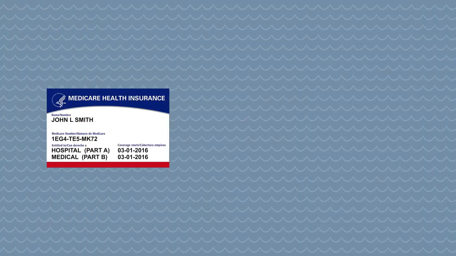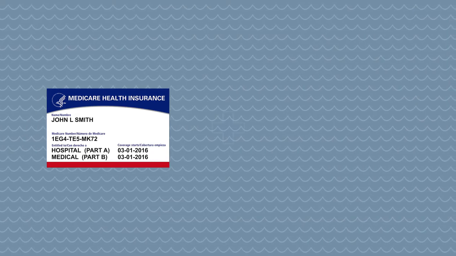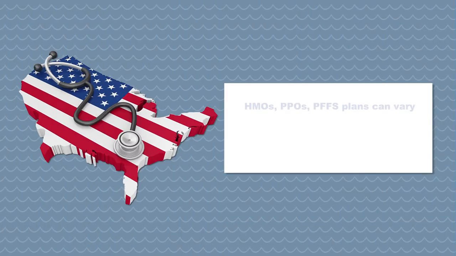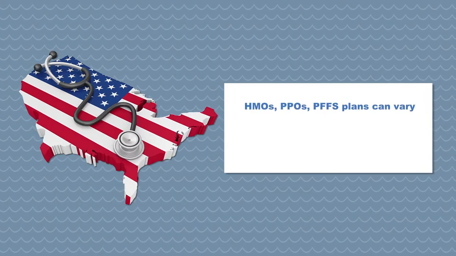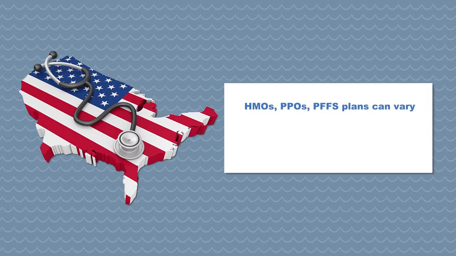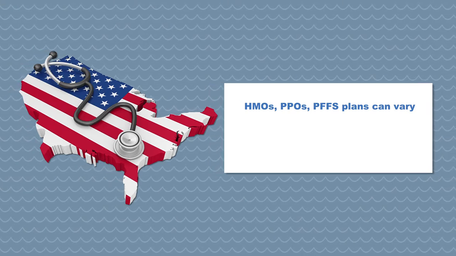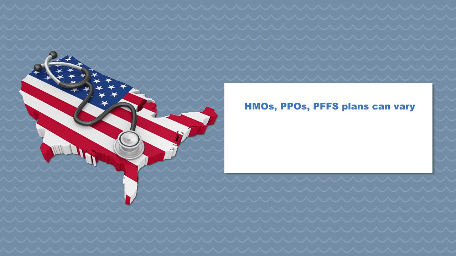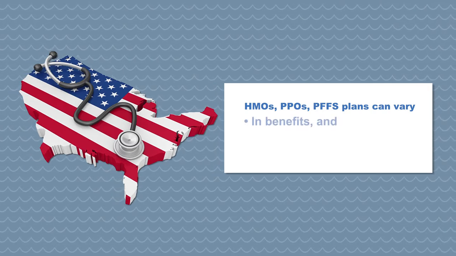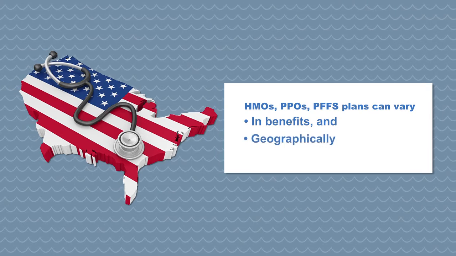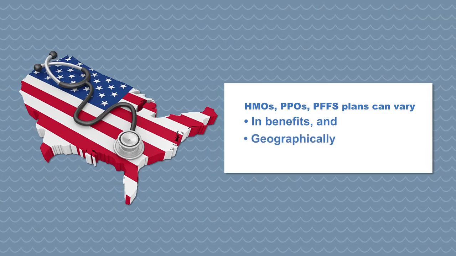With an MA plan, the Medicare beneficiary already has their Medicare card, but also receives the MA plan membership card. Some of the most common MA plans are health maintenance organizations, or HMOs, preferred provider organizations, or PPOs, and private fee-for-service plans, or PFFS plans. Not only do MA plans vary in benefits, but they can also vary geographically and may not be available in certain areas depending on where the individual resides.